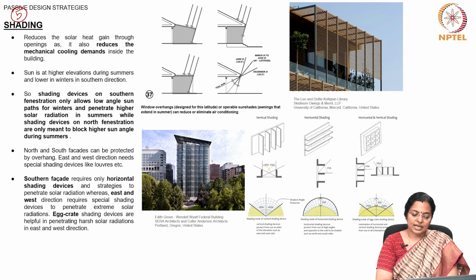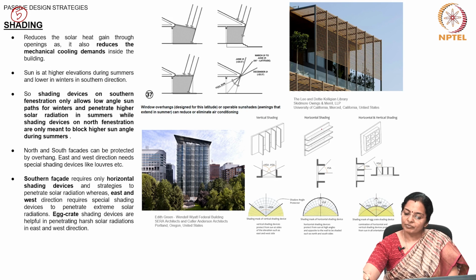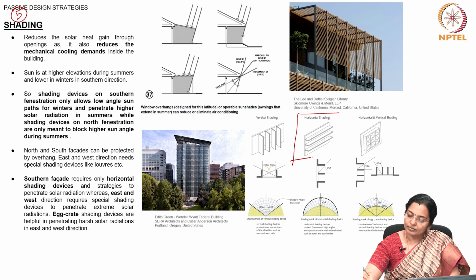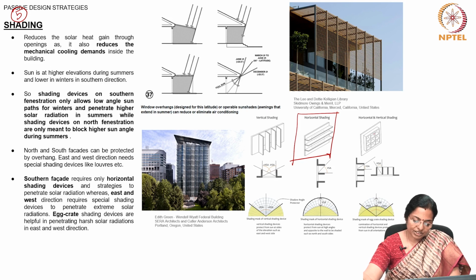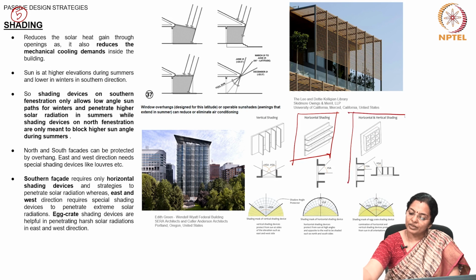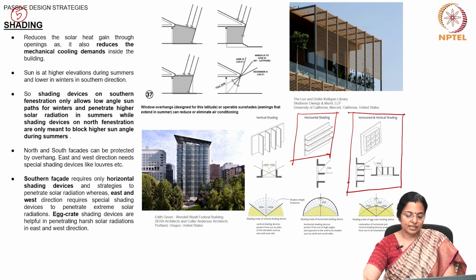North and south facades can be protected by overhangs. East and west direction needs special shading devices like louvers. The southern facade requires only horizontal shading devices such as this, whereas east and west direction requires special shading devices to block extreme solar radiation. So, egg-crate shading devices are helpful along the east and the west direction.